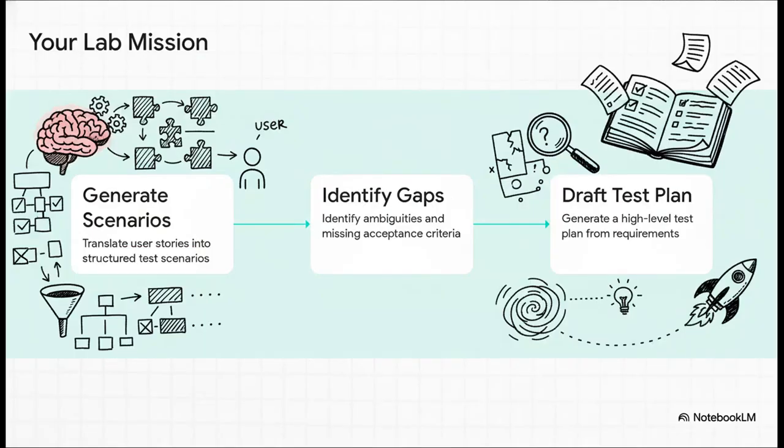So how are we actually going to do this in the lab? Well, your mission today breaks down into 3 key steps. First, we're going to feed a user story to the AI and have it generate a whole range of test scenarios. Second, it's going to act like a supercritical reviewer to find all the ambiguities. And third, it's going to pull all of that together and draft a high-level test plan for us.